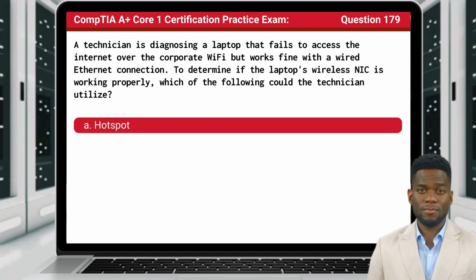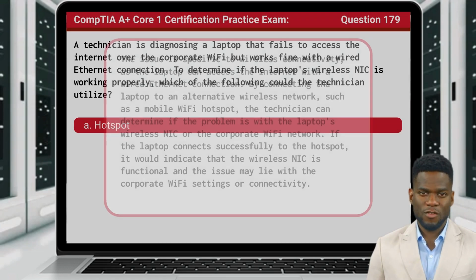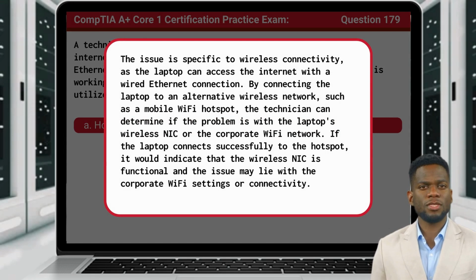The answer is A. Hotspot. The issue is specific to wireless connectivity, as the laptop can access the internet with a wired Ethernet connection. By connecting the laptop to an alternative wireless network, such as a mobile Wi-Fi hotspot, the technician can determine if the problem is with the laptop's wireless NIC or the corporate Wi-Fi network. If the laptop connects successfully to the hotspot, it would indicate that the wireless NIC is functional and the issue may lie with the corporate Wi-Fi settings or connectivity.